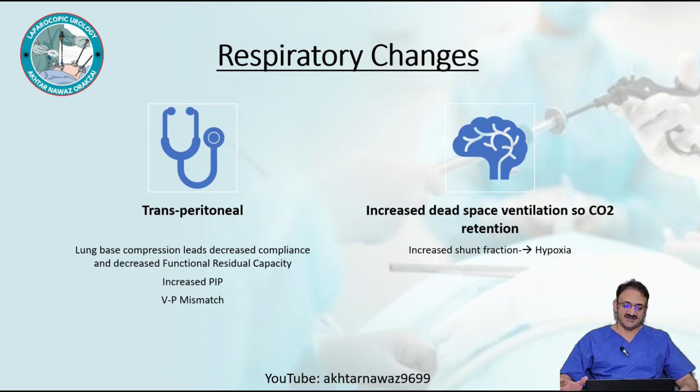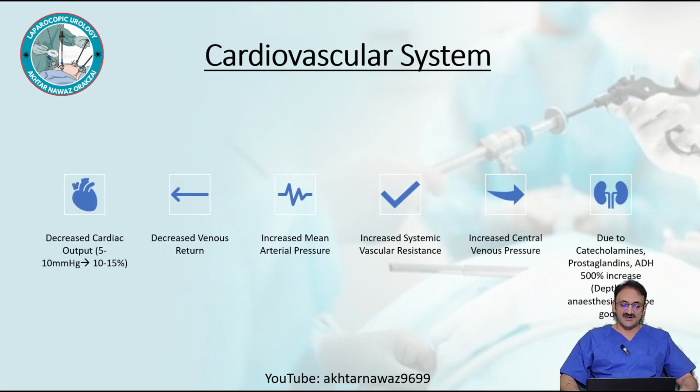The lung bases are compressed because of the pressure, and it leads to decreased compliance, decreased functional residual capacity, and increased positive inspiratory pressure. There is ventilation perfusion mismatch and increased dead space ventilation. So carbon dioxide retention can occur, and this may lead to increased shunt fraction, hypercarbia as well as hypoxia. This can affect the brain, leading to cerebral edema, which can further lead to various physiological effects. Now coming to the cardiovascular system, what is the effect on the heart?